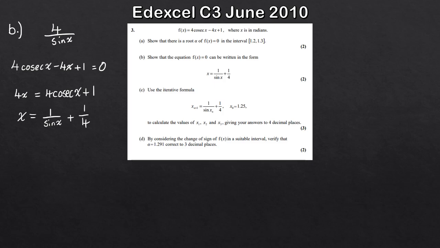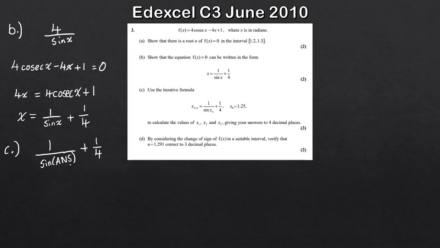Part C then, so we need x1, x2 and x3. This is using iteration now. And like we just previously mentioned, it's a lot easier if you use your calculator. In this case, you're going to put 1.25 into the calculator first and then enter that. So what you're doing is storing that into the memory of the calculator. And what you're essentially going to do then is 1 over sine of the answer, which it stores as the 1.25, and then you need to add a quarter.